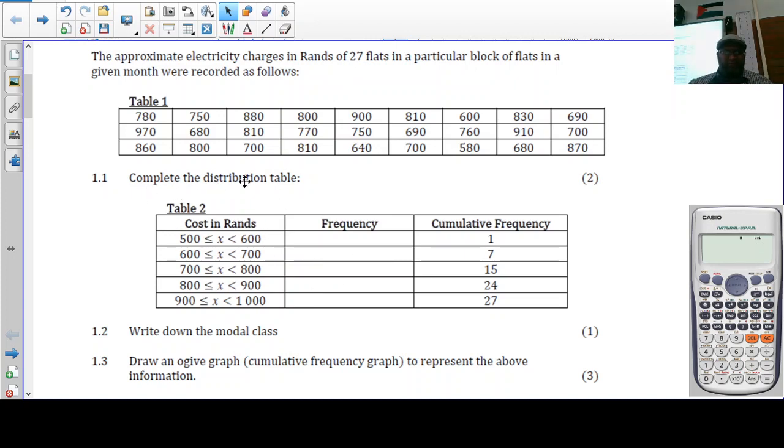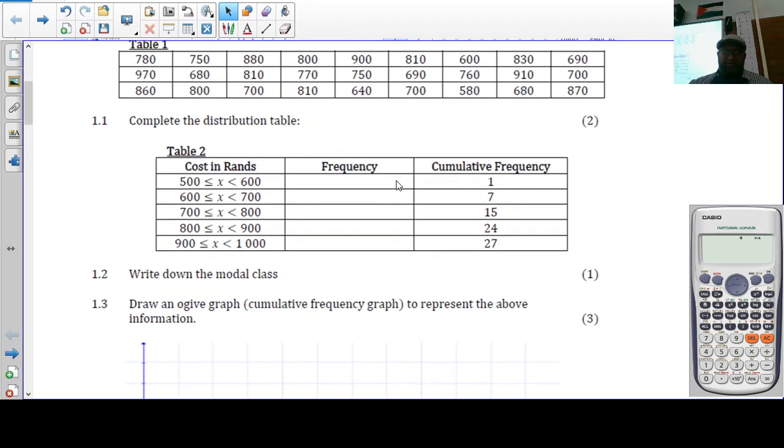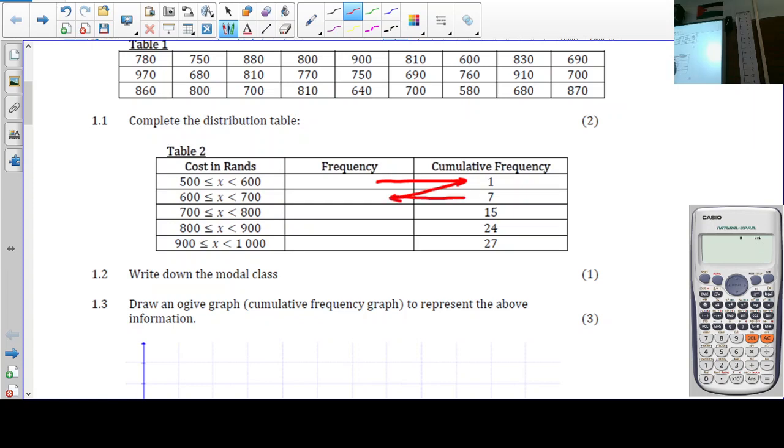Question 1.1.1 says complete the distribution table. In other words, you must fill in the frequency column. By filling in the frequency column, we know that whatever value is recorded here will be transferred there. Then we take the cumulative frequency and we add the next frequency to get the second cumulative frequency, and so on. Cumulative means to say to add on. Retain and add on.